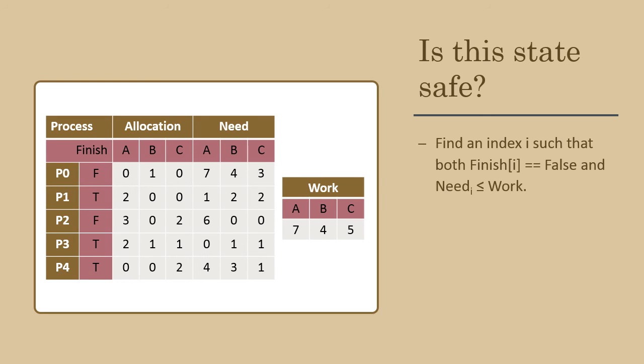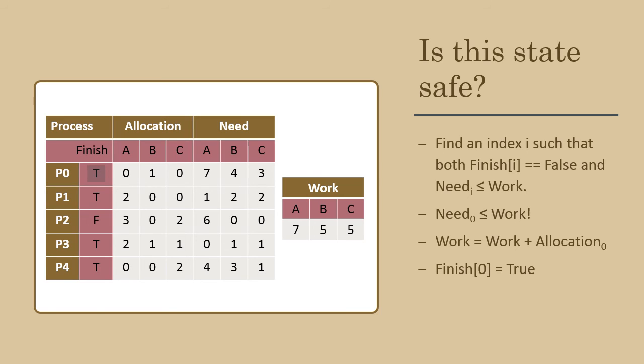Find an index i such that both Finish i is false and Need i is less than or equal to Work. Need 0 is less than or equal to Work. Work is Work plus Allocation. Work is 745 and Allocation of 0 is 010. So Work becomes 755 and Finish 0 is true.